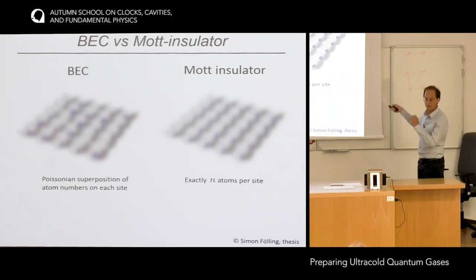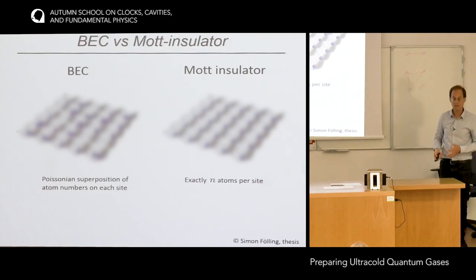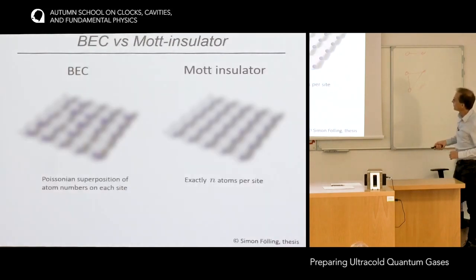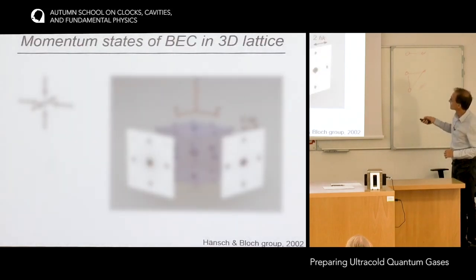If I prepare a Mott insulator and I just choose the right density, then I have exactly 1 atom per lattice site. And this is beautiful. This is what we want to build a nice clock. The atoms are nicely separated from each other. And how was this seen the first time in experiments?